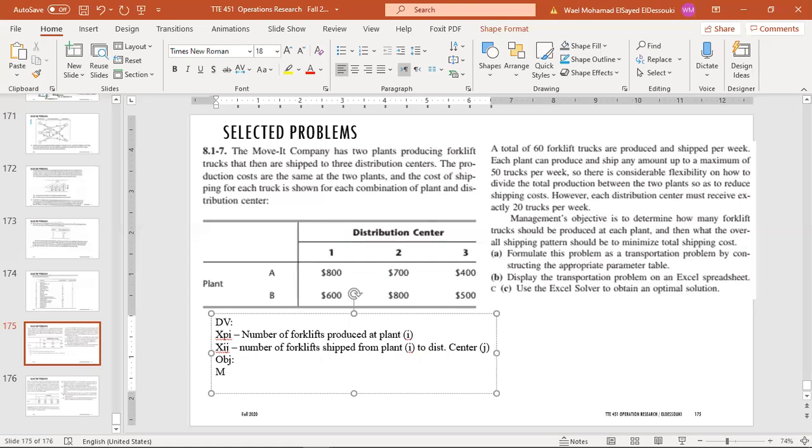Then here, minimize the sum of what? Cij multiplied by xij.